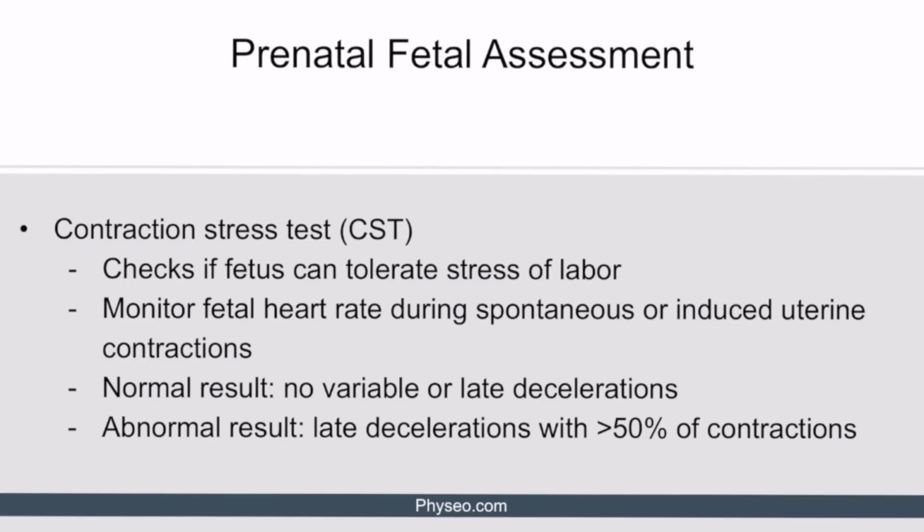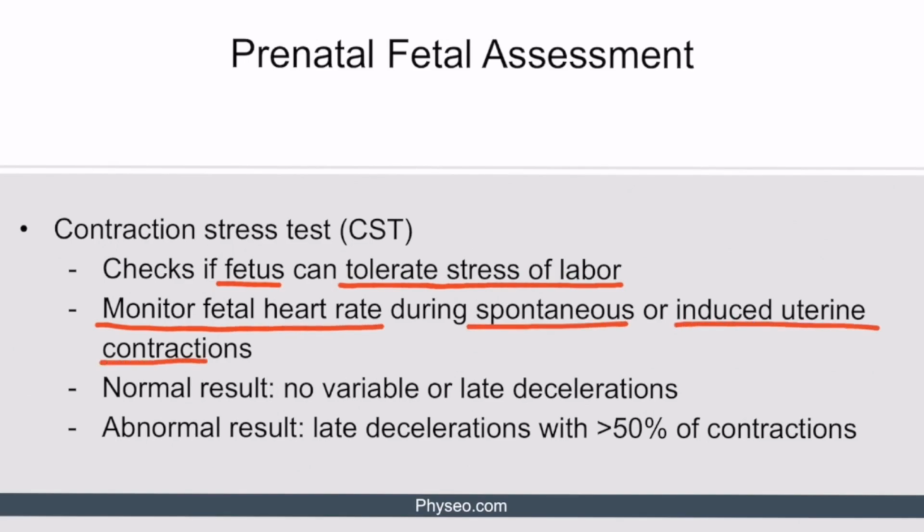The contraction stress test checks if the fetus can tolerate the stress of labor. In this test, you'll monitor the fetal heart rate during spontaneous or induced uterine contractions. A normal result is basically the absence of any variable or late decelerations. Remember when we mentioned the non-stress test, an abnormal result meant there was presence of variable or late decelerations.